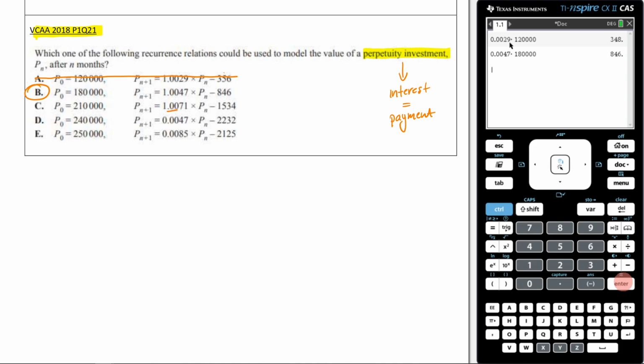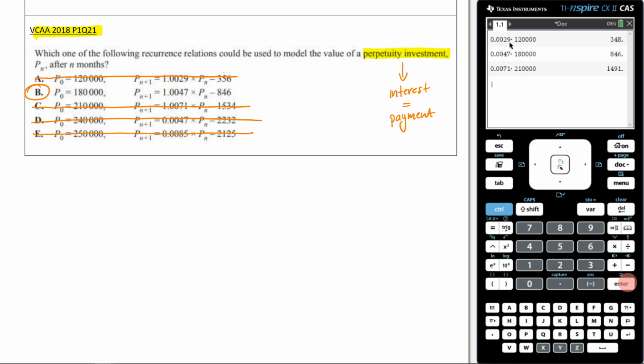You could go to the next one and say, all right, the interest generated on $210,000, 0.0071 times by 210,000, this should be equal to 1434 if it's a perpetuity, but it's not. It's equal to 1491. So you could keep on going through them all and you would eliminate all of them. That's not going to work. That's not going to work. That's not going to work.